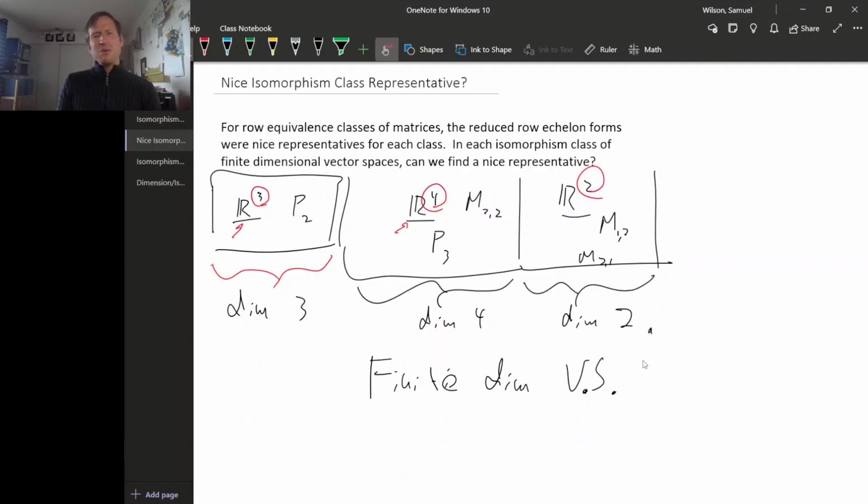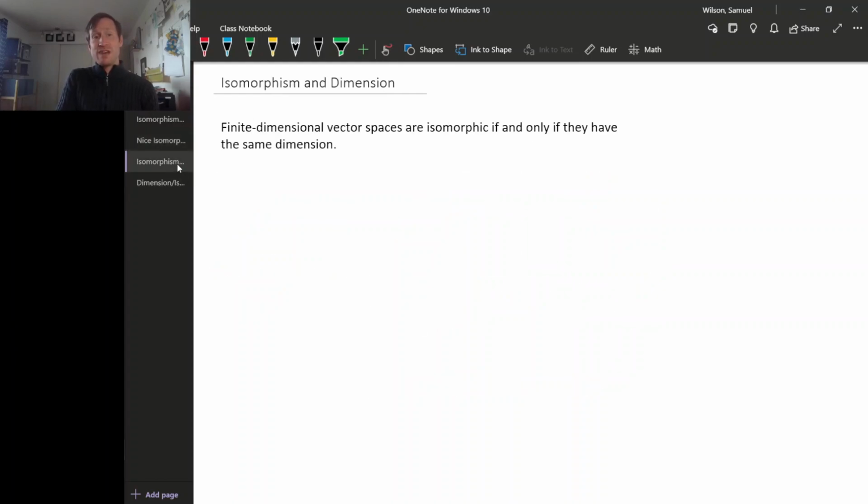So maybe what really characterizes an isomorphism class is the dimension of the vector spaces in that class. So that kind of gives us a good guess. That gives us a target to aim for. So our guess is that for finite dimensional vector spaces, two vector spaces are isomorphic if and only if they have the same dimension. So this would completely characterize what it means for two finite dimensional vector spaces to be isomorphic.